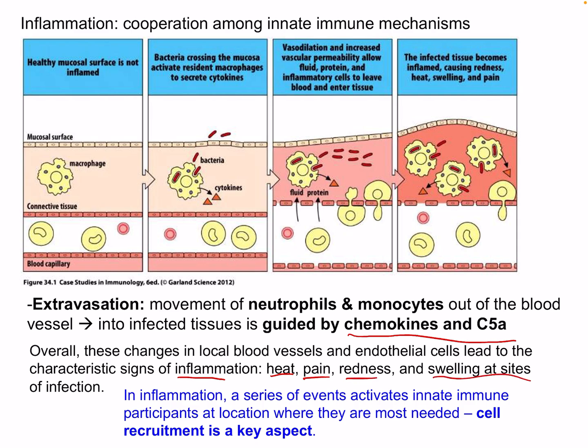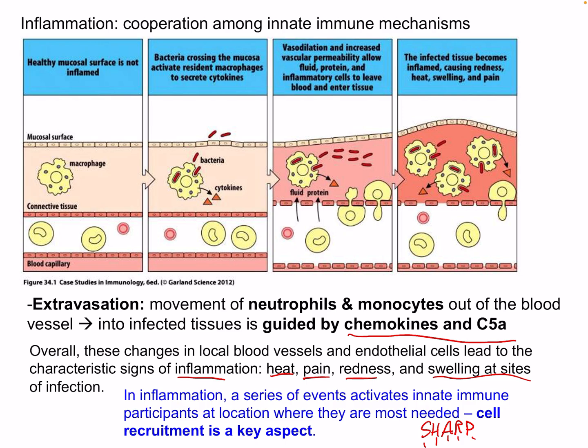One thing we'll learn in another course we do in injury management, but one thing we can do to remember the signs of inflammation is SHARP. So S is swelling, H is heat, A in this scenario is loss of function, so this is kind of related to when we actually have an injury. R is redness, and P is pain. In inflammation, a series of events activates innate immune responses at a location where they are most needed. The cell recruitment is a key aspect.